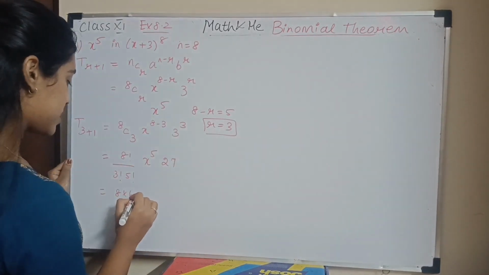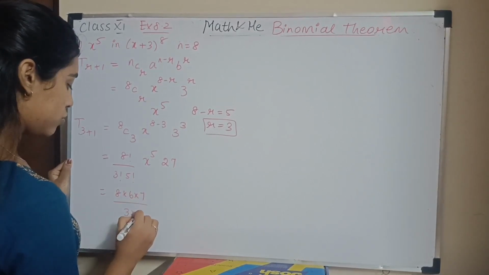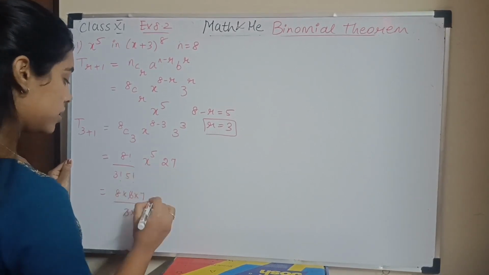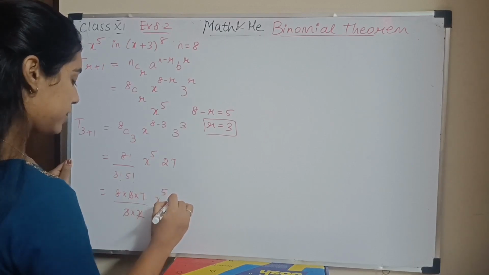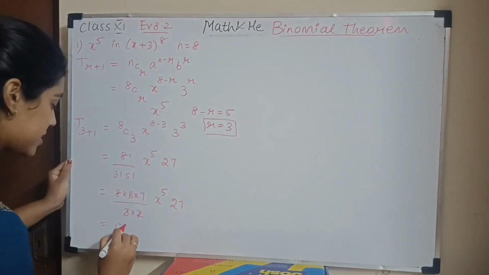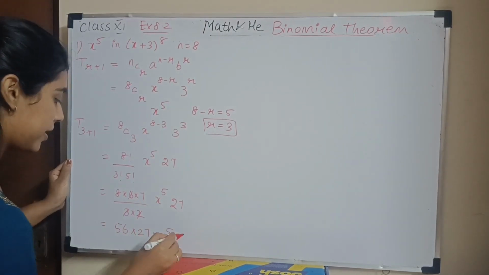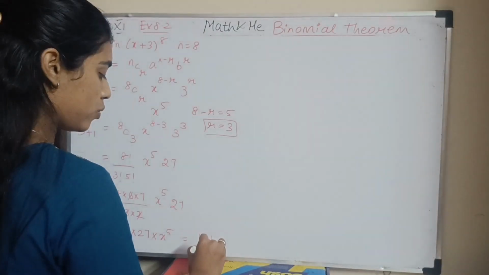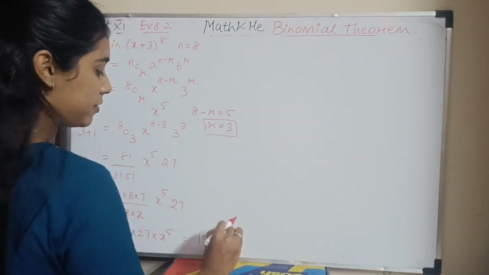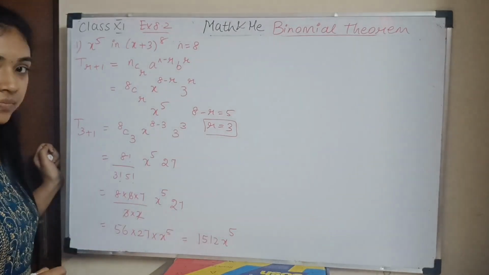What do I have here? 8 into 6 into 7 into 5 factorial divided by 3 into 2. So this just goes off. What do I have? x to the 5 times 27. So my final answer is 8 sevens are 56 times 27 times x to the 5, which is 1512 times x power 5. So this is my final answer. This is the coefficient of x to the 5. Okay.